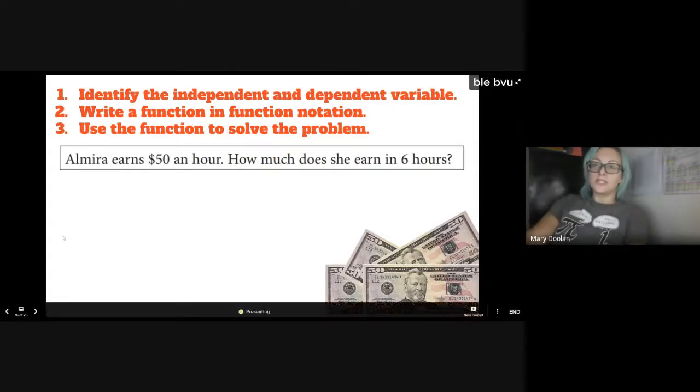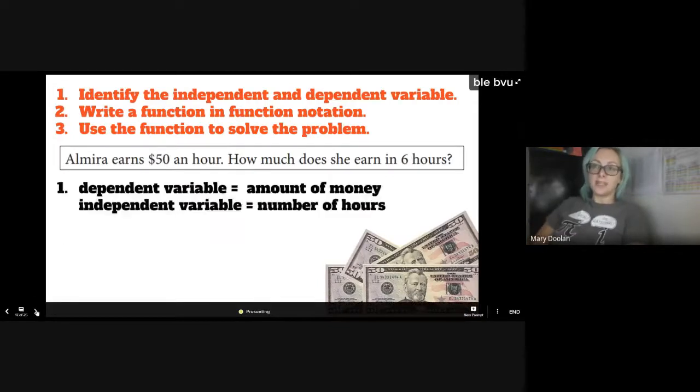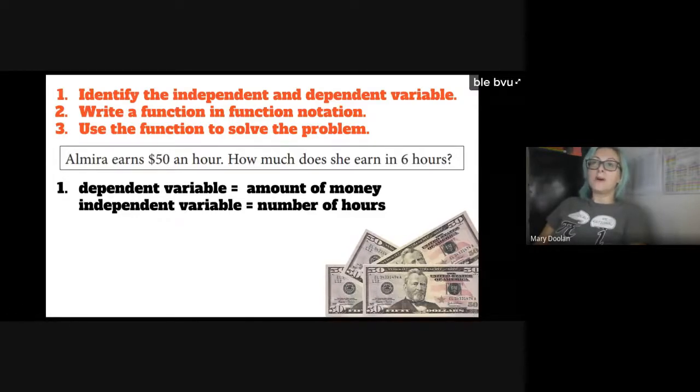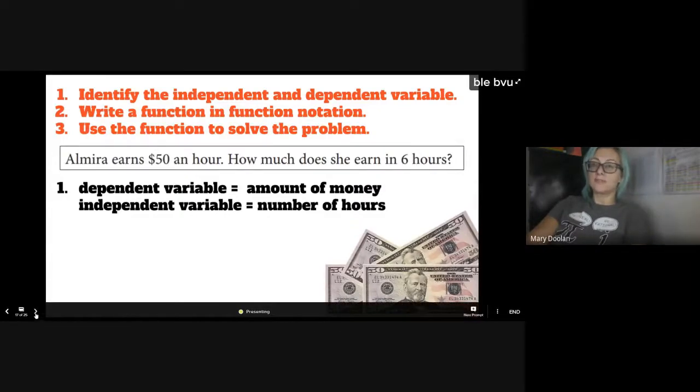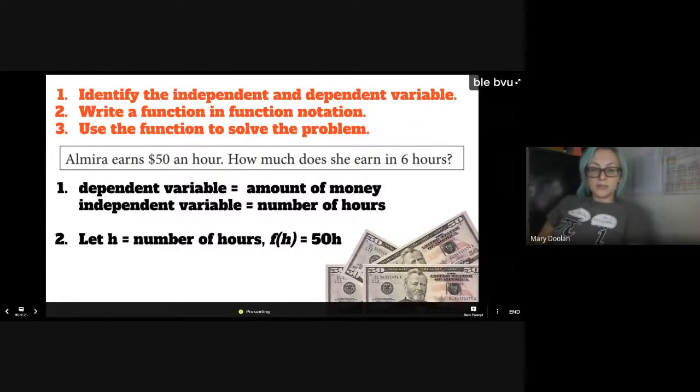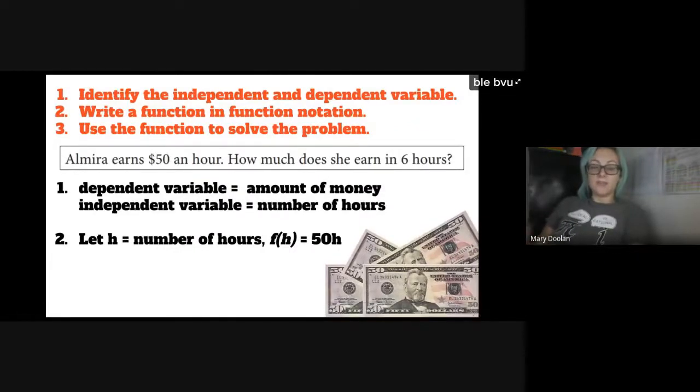All right, so first we're going to define the dependent variable and the independent variable. So the amount of money is dependent on the independent variable of the number of hours she's working. There's 2 variables. And if I want to write it in function notation, f of x, or f of whatever variable you use, we're going to set the number of hours, the independent variable, as x. Let's use h to represent hours. I could also have used x here.